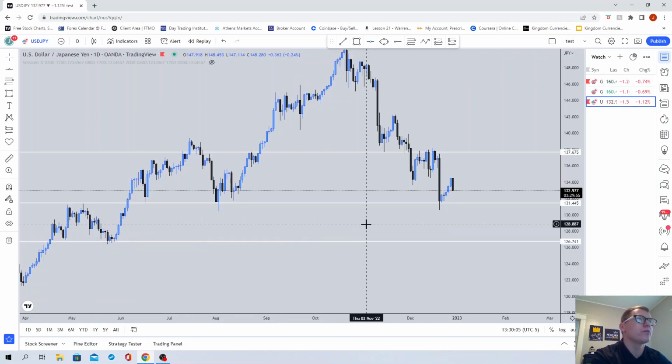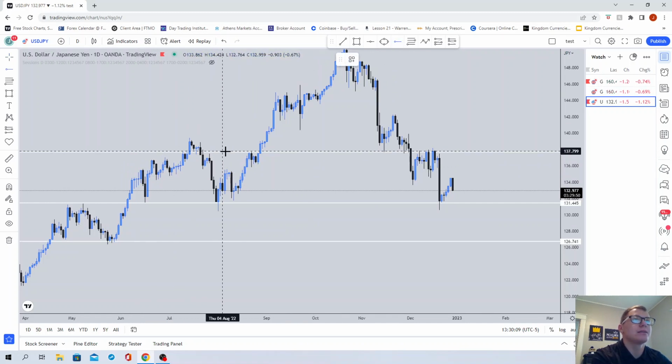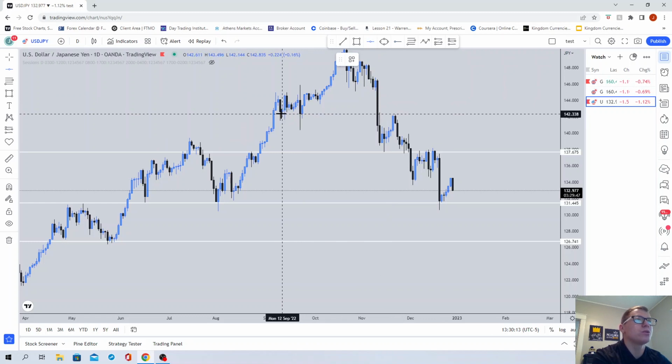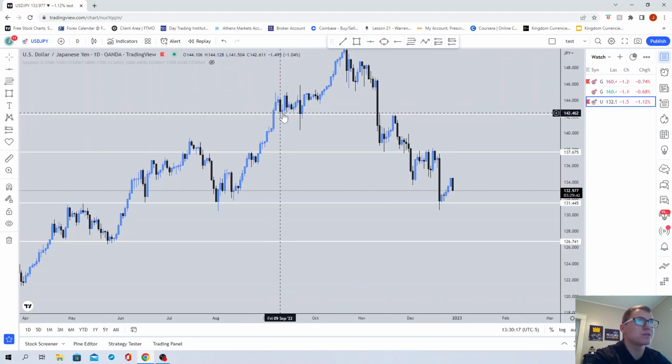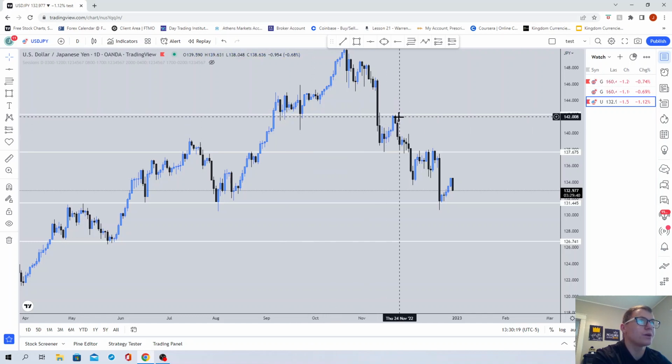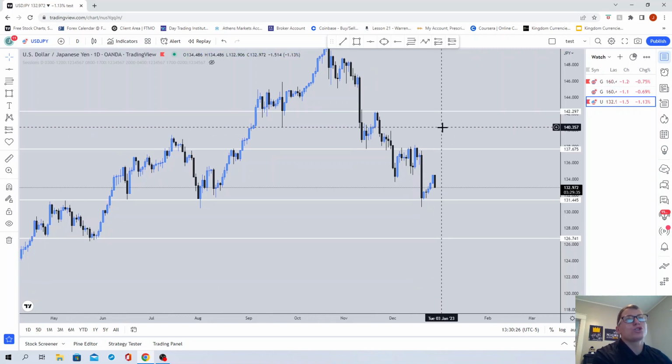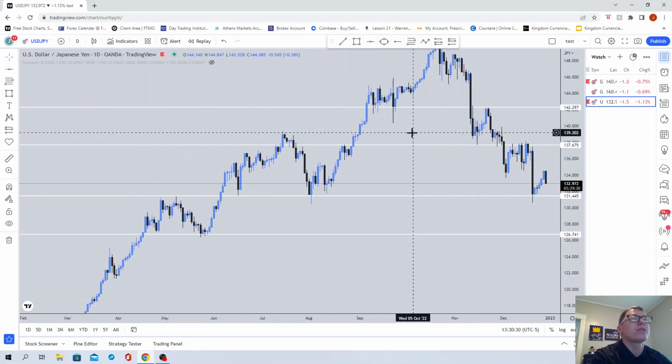And also, I'm looking for major rejections. I'm not marking a bunch of these bullshit tiny levels in here and a bunch of just random shit, right? You could, if you wanted to, mark this level. I like this level. Why? Because we held as support, price broke under, came back up, retested previous support, held as resistance, and so on and so forth.